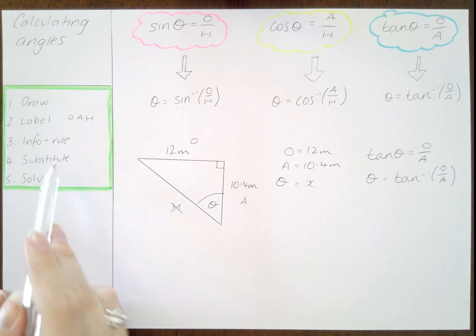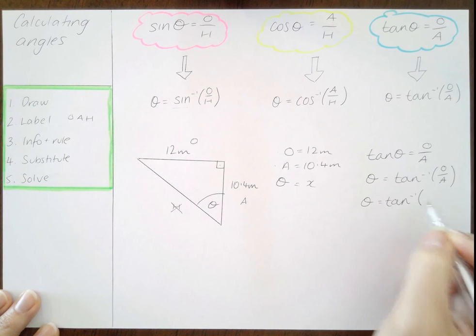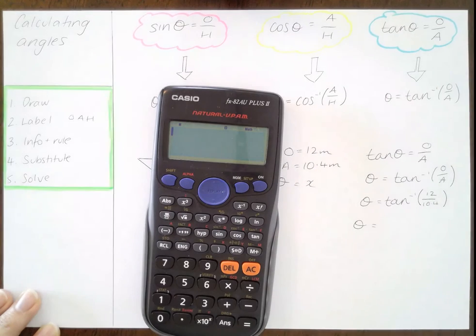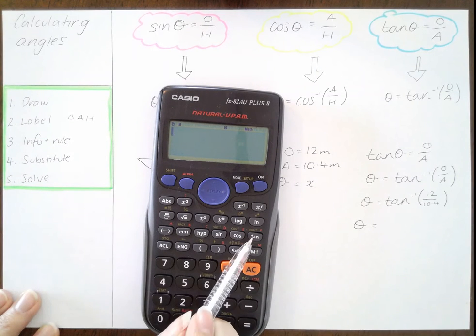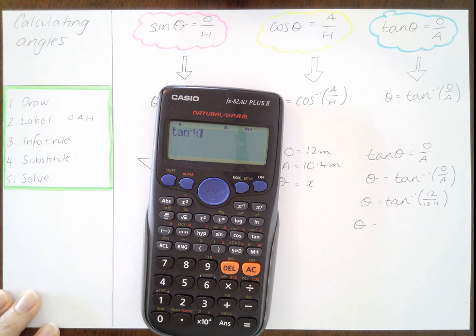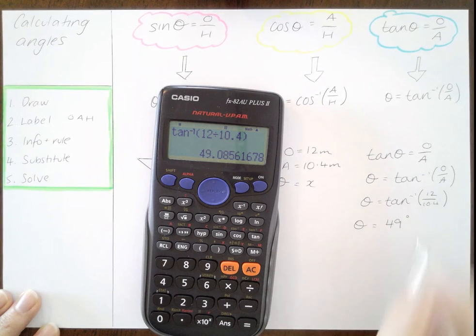Now we are doing the same thing. We've chosen the rule, so we are substituting in. So we don't know theta, but we do know that the opposite side is 12 and the adjacent side is 10.4. So we can simply take our calculators out and do that. So we can say here's tan, so we're going to do shift tan. And we can see that it brings up the little power of -1. So inverse tan of 12 divided by 10.4 and close the brackets, and we get 49 degrees.